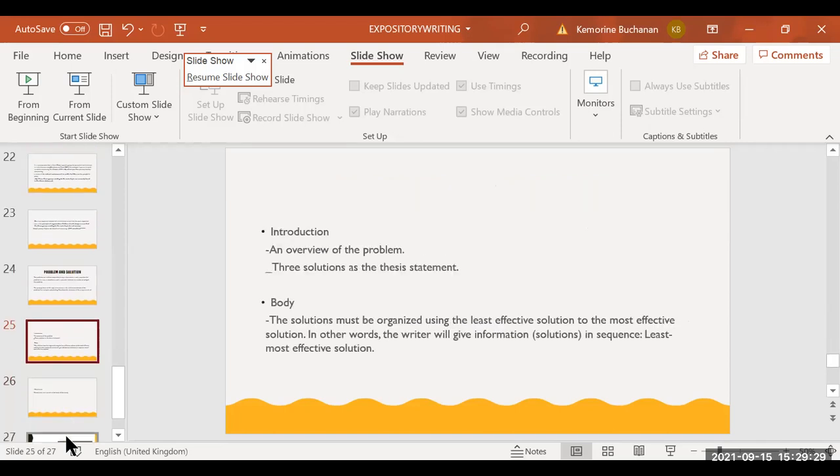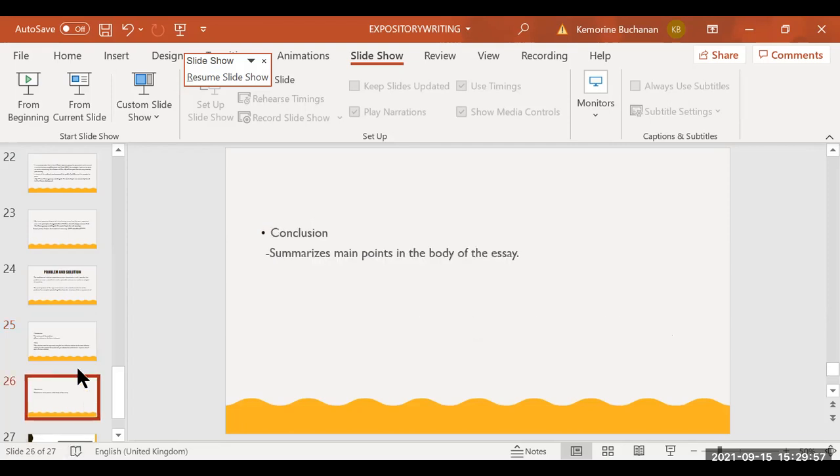An essay like this would have in the introduction an overview of the problem, and then you would give 3 solutions as the thesis statements. Then in the body, this is where you would organize the solutions using the least effective solution to the most effective solution. In other words, the writer will give information, which would be the solution, in sequence, the least effective to most effective. And then with all conclusions, you summarize the main points in the body of the essay.